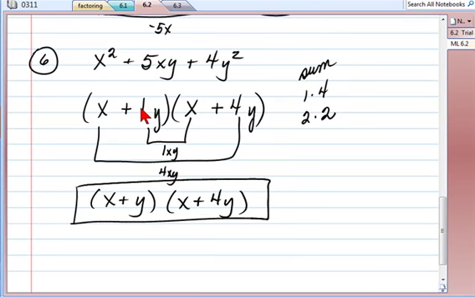Is that okay? So don't be surprised if you have a squared term on the front and a squared term on the back, and the mixed term in the middle. Let's look at number 7.